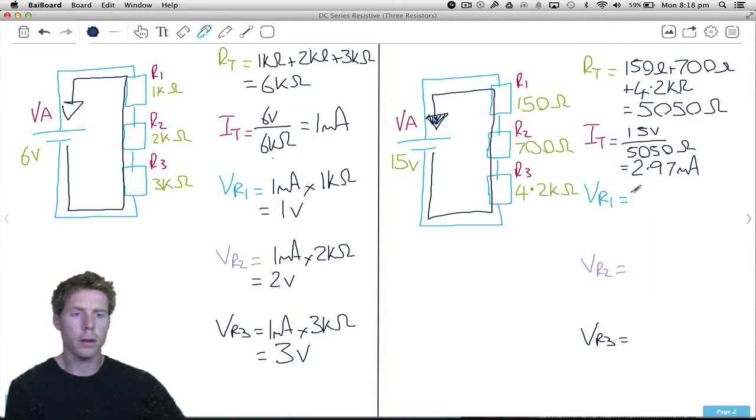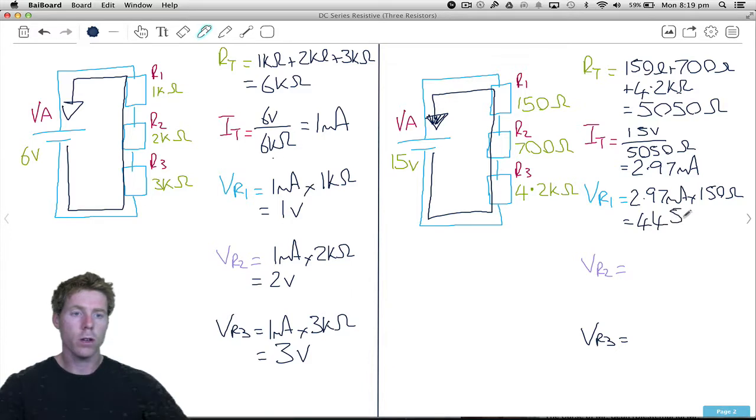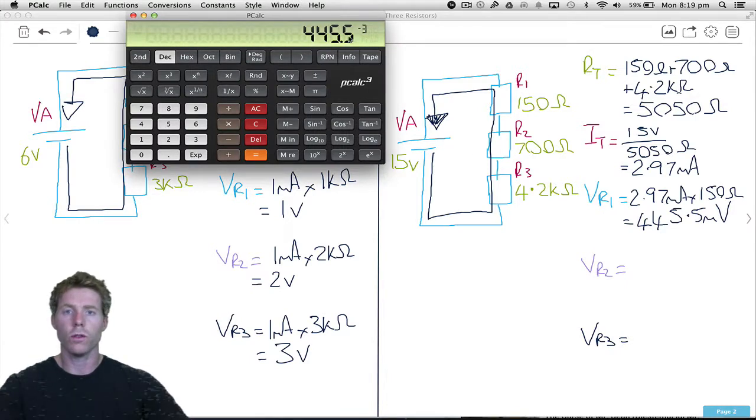Voltage of resistor 1: we need that amount of current, 2.97 milliamps times 150 ohms. 2.97 milli, so exponential negative 3 for milli, multiplied by 150, and it's not even a volt. In fact, it's not even half a volt. It's 445.5 millivolts, because we're looking for voltage here. 445.5 to the negative 3, so it's millivolts. VR2: R2 is nearly 5 times as big as R1, so it should have nearly 5 times as much voltage as R1.